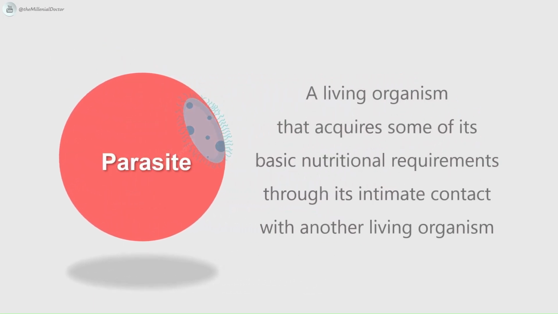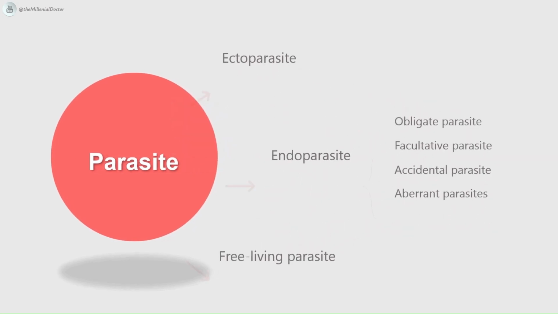Next, parasite. It is a living organism that acquires some of its basic nutritional requirements through its intimate contact with another living organism. Parasites are living organisms which depend on a living host for their nourishment and survival. They multiply or undergo development in the host. Parasites may be simple unicellular protozoa or complex multicellular metazoa. Then the types of parasite. Basically, we are having three different types: ectoparasite, endoparasite, and free-living parasite.